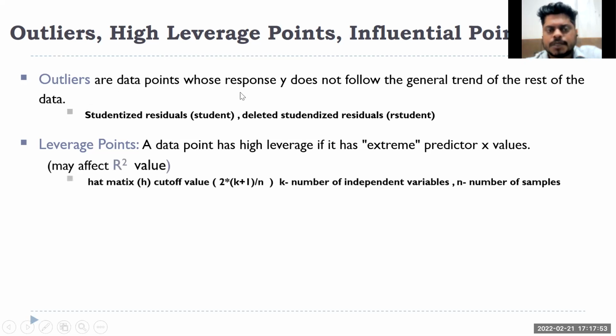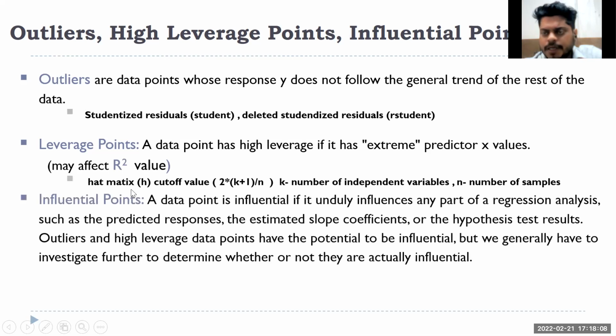Okay, outliers are data points whose response y doesn't follow the general trend. So outliers are basically outcome variables or output variables that are different from the other output variables. A leverage point is where you have extreme predictor x values, right? There is something called the H matrix, the hat matrix, or H, with a cutoff value. Which points should I consider as my leverage points? The formula is 2 multiplied by k plus 1 divided by n, right?